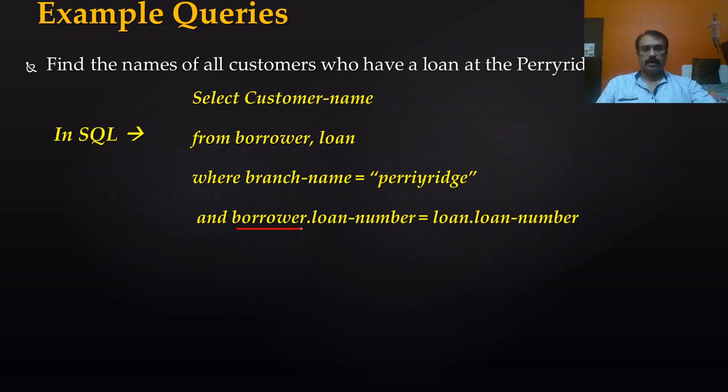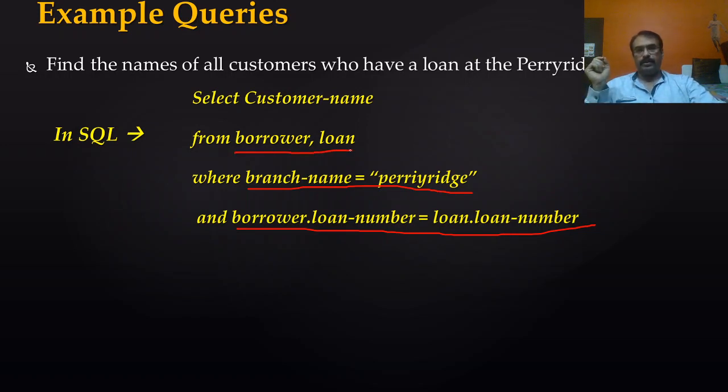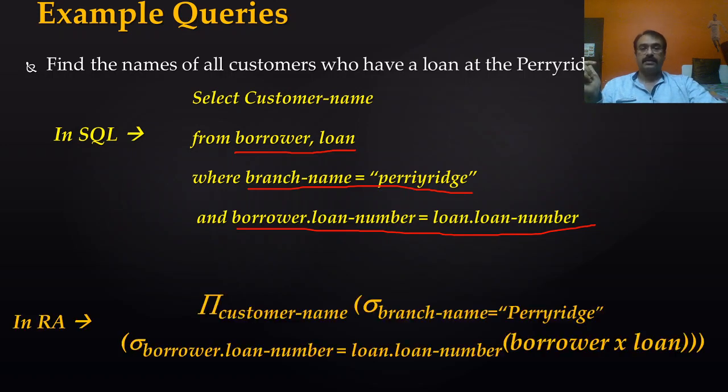The second condition is a condition which we are imposing because we have been asked to find the customers who have a loan at Perry Ridge branch. So branch name is equal to Perry Ridge. Now what will happen here? If you remember the previous class discussion, when I am using more than one relation in the from clause, basically I am forming a Cartesian product of it. So what will be the equivalent RA in this case?